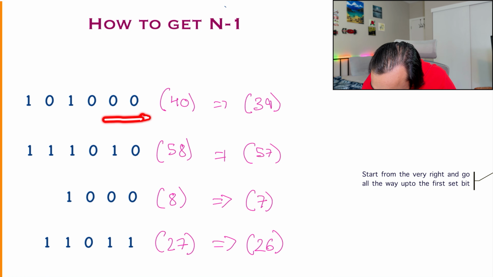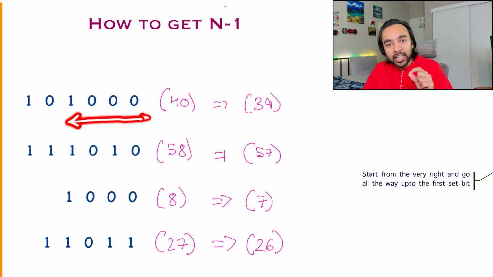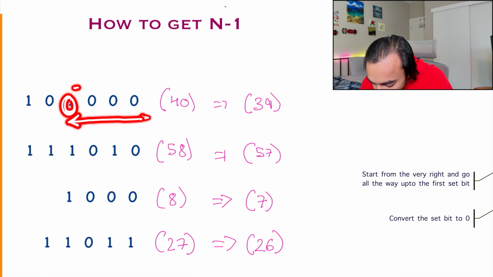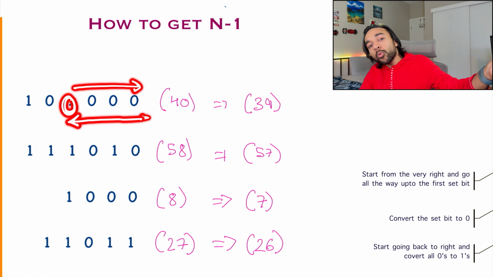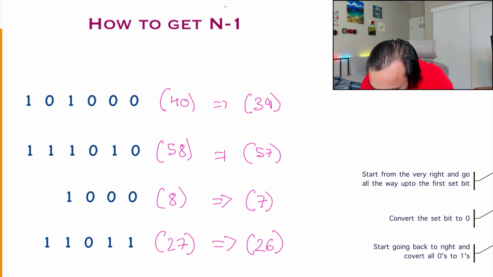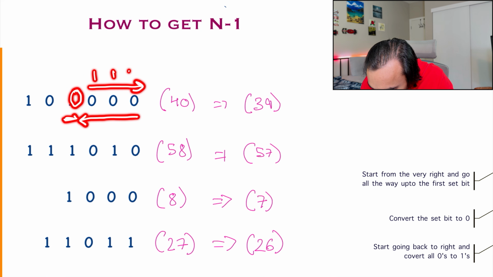And then you keep on going to the left until you encounter the first set bit. I found this out to be 1 over here, correct? What you need to do is convert this to 0 and then start going back, and whatever zeros you find, you need to convert them all back to 1. So once again, I start from the very back, I go all the way up till I find the number 1. Then I convert it to 0 and then I convert all the remaining numbers to 1.